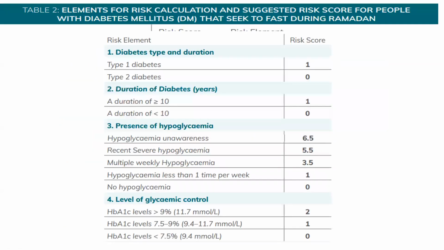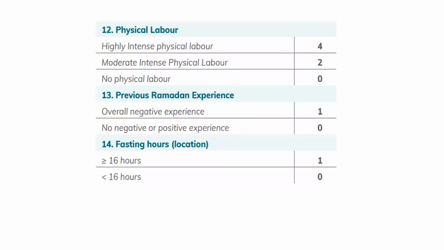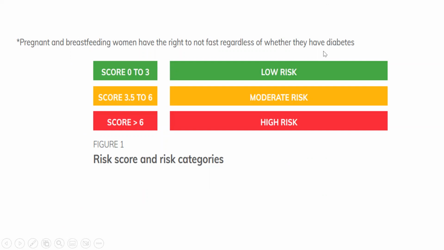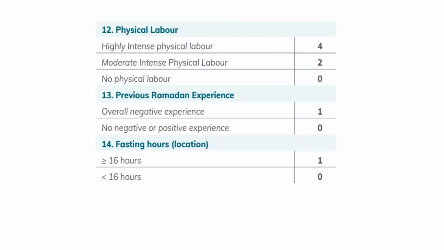Same for that matter, if a newly diagnosed type 2 diabetic patient is involved in heavy physical work, that will directly give a score of 4 and directly place him in the moderate risk category. So that's how we'll classify the different risk stratifications.